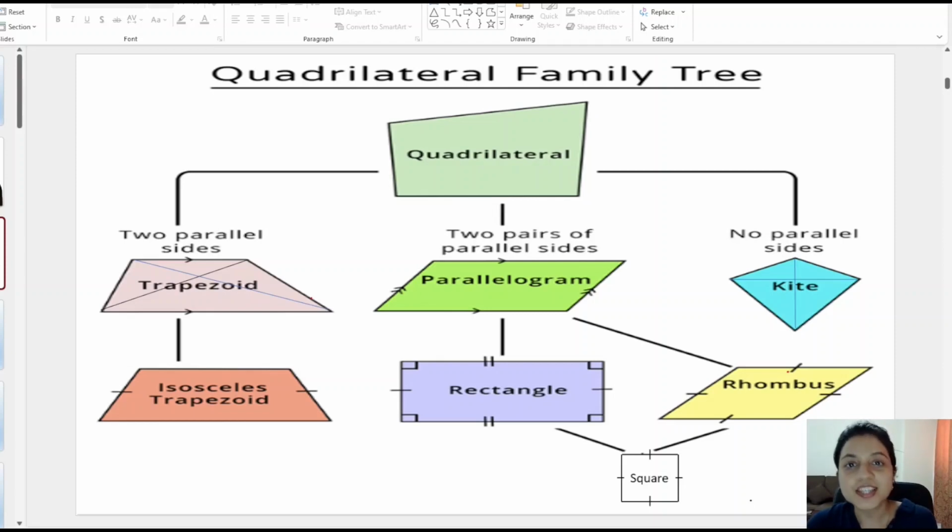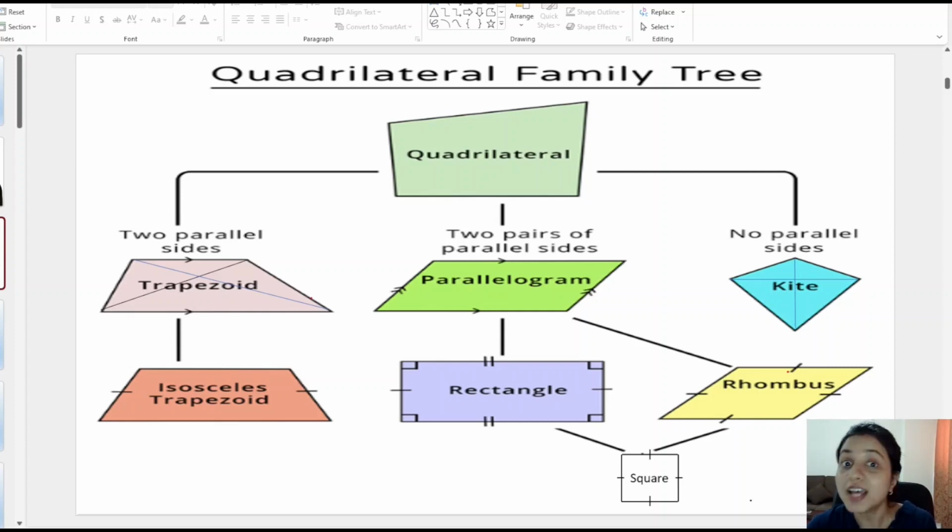So here we can see the quadrilaterals family tree. You must have created your own family tree. Here we have the quadrilaterals family tree. As we can see on the screen, the head of the family is the quadrilateral. So whatever property or formula is applicable for the quadrilateral, other members of the family will also follow the same. Apart from that, other members of the family will also have their own properties or formulas. So let's discuss each and every member of the family in detail.